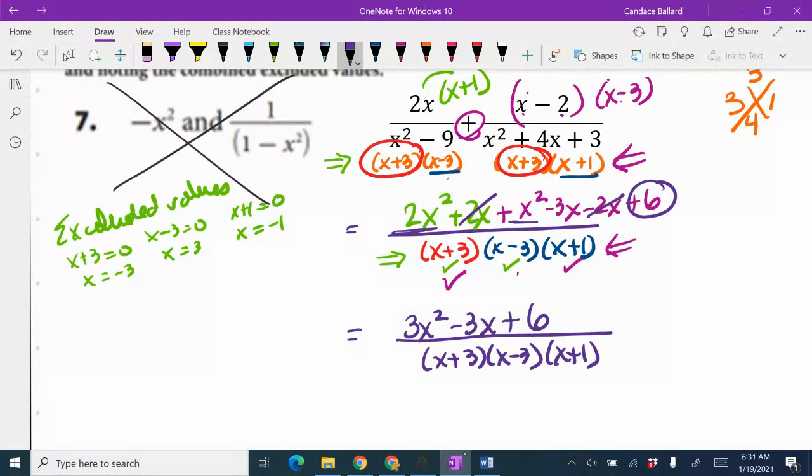The only thing I could do to do more would maybe be factor out a 3, but I'm going to guess that that doesn't really help me and doesn't simplify it in any way, so I'm just going to leave it.